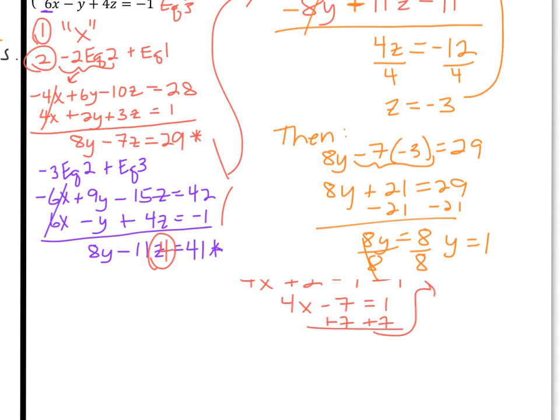Running out of room here. We have 4x equals 8. Oh, it's always a great day when our answers turn out to be whole numbers and we take our time and watch our attention to detail. The last thing you want to do to write your answer is write it as an ordered triple in alphabetical order. X is 2, y is 1, and z is negative 3.